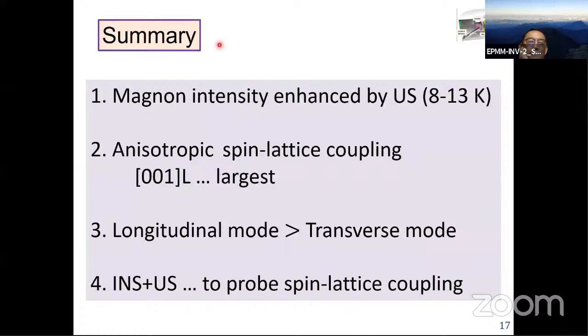Let me summarize my talk. We observed magnon intensity enhancement by ultrasound injection at low temperatures. Then we found anisotropic spin-lattice coupling, especially the 001 longitudinal mode has the largest effect. Next, the longitudinal mode effect is larger than the transverse mode effect. Finally, the combination of inelastic neutron scattering and ultrasound effect can be a good tool to probe spin-lattice coupling. Thank you for your attention.